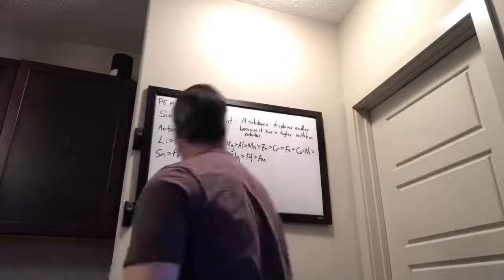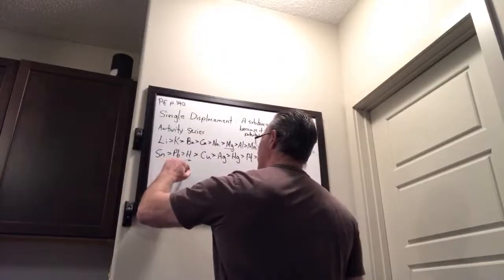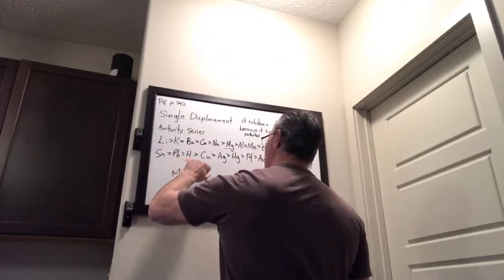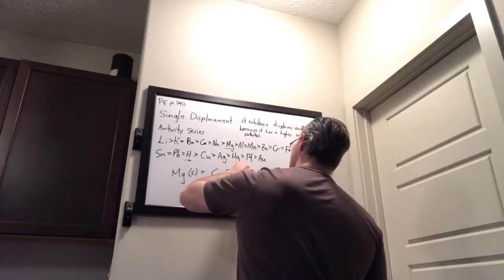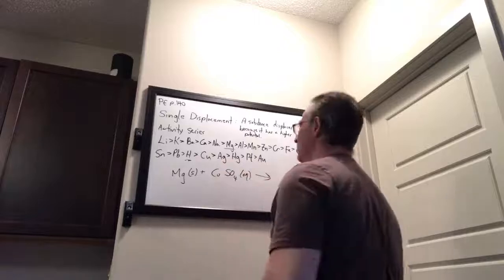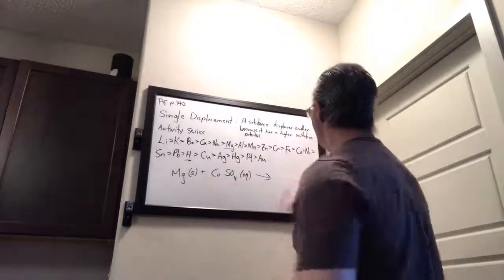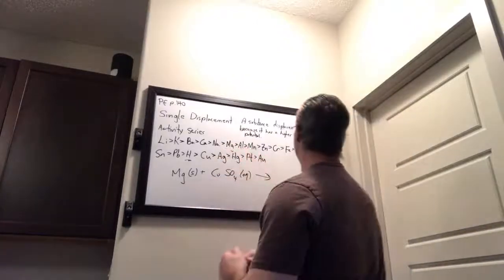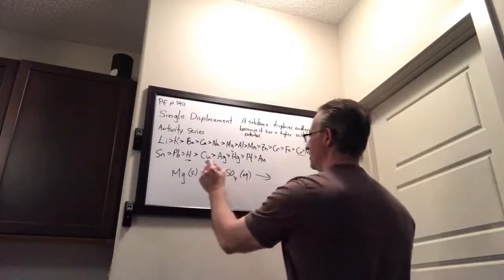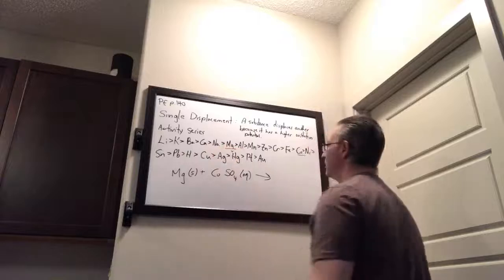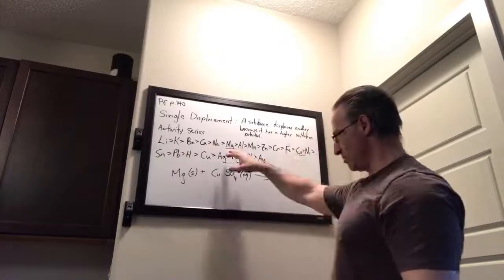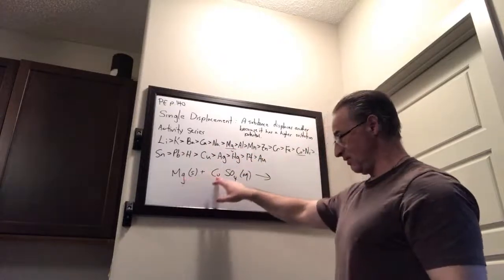So suppose we reacted magnesium with cobalt sulfate, cobalt-2 sulfate. What would happen? Let's see. Here's cobalt. Is it higher up than magnesium? No, magnesium is higher. So yeah, in fact, it can happen.